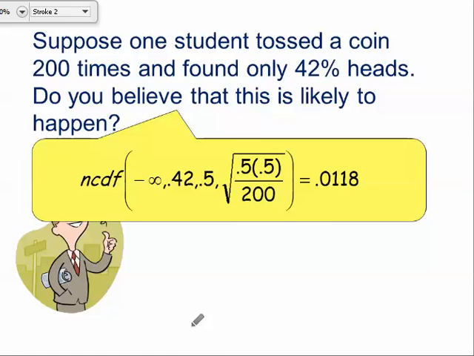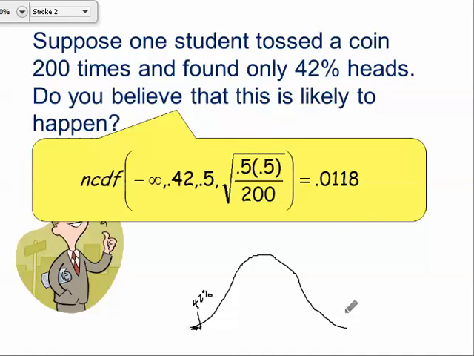0.0118. So basically what this is saying is that if you look at a normal distribution curve like this, the percentage that's under the curve is somewhere way down here. It's this little bitty percent down here. That's at 42% heads. Okay? And the area underneath this curve is 0.0118.